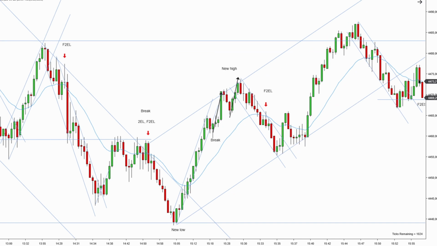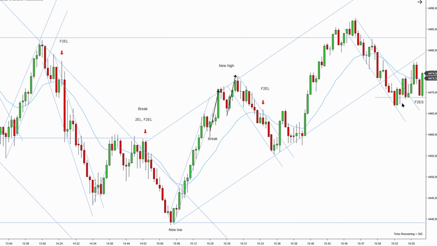There's a two-legged pullback, second entry short, but the bigger pattern is up. And I'm expecting price to eventually push above EMA. So I'm just still sitting patiently. There is a new low, first entry short, second entry short, big bullish move above EMA.